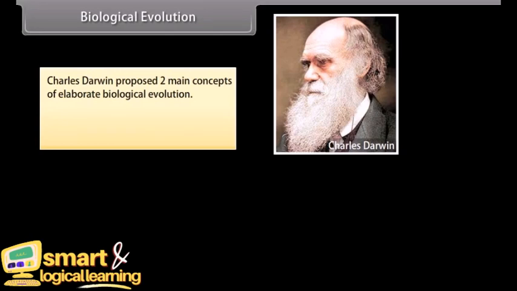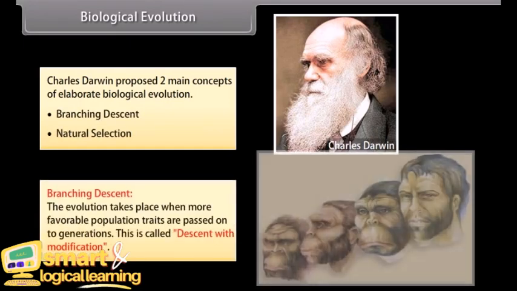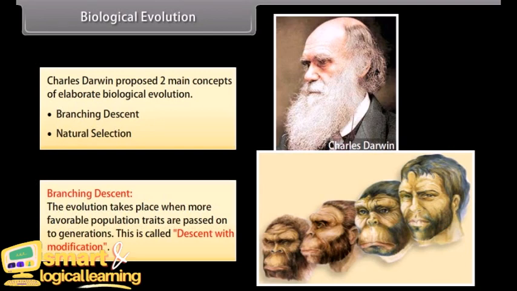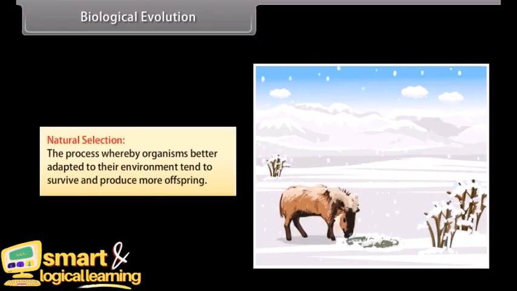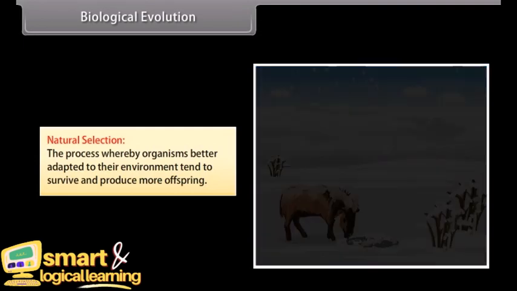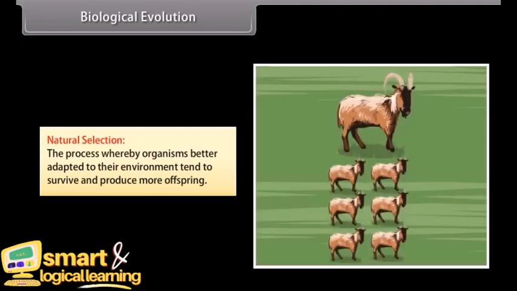Biological evolution. Charles Darwin proposed two main concepts of biological evolution: 1. Branching descent. 2. Natural selection. Branching descent. Evolution takes place when more favorable population traits are passed on to the next generation. This is called descent with modification. Natural selection. The process whereby organisms better adapted to their environment tend to survive and produce more offspring.